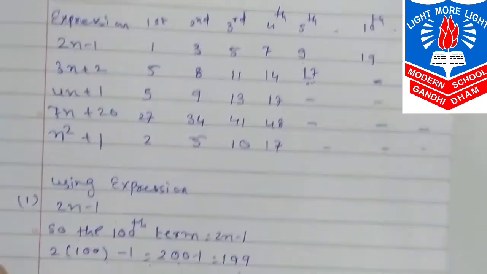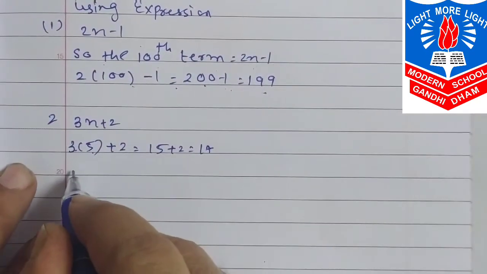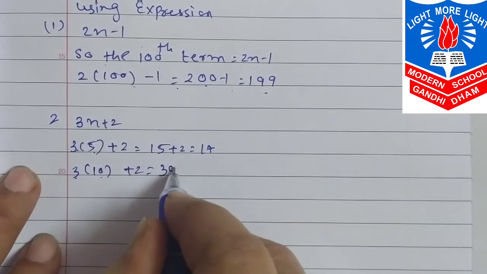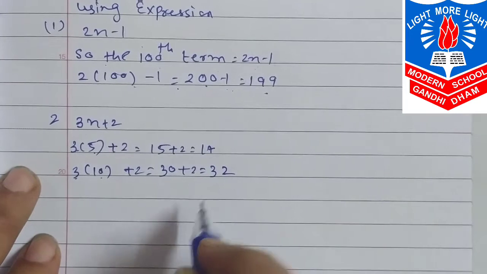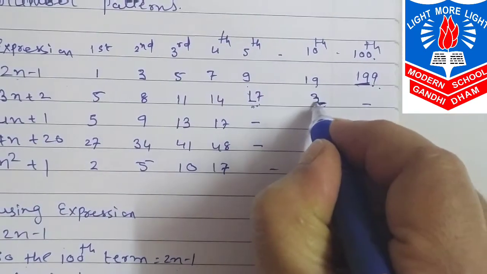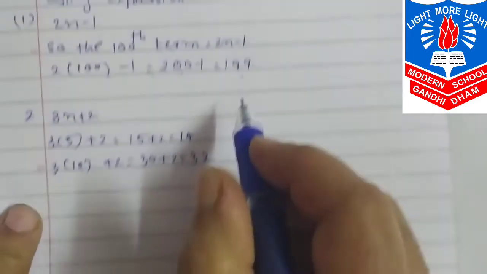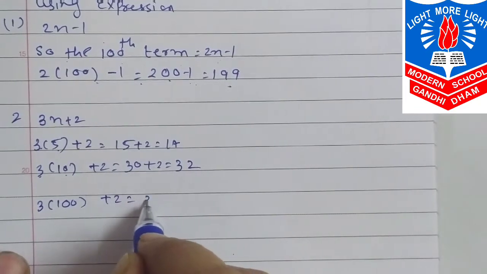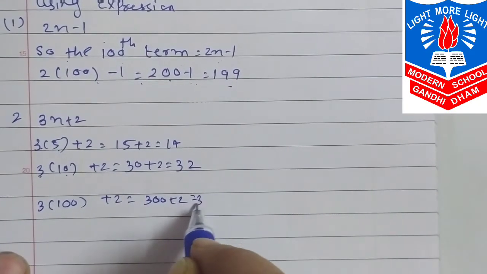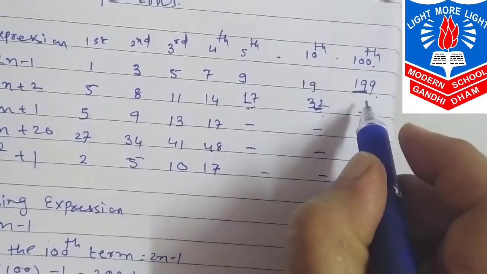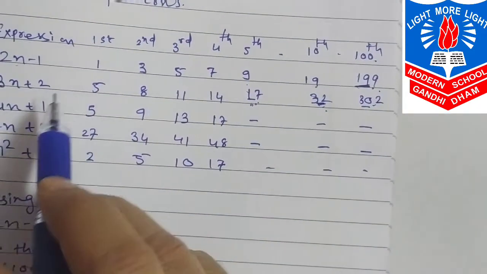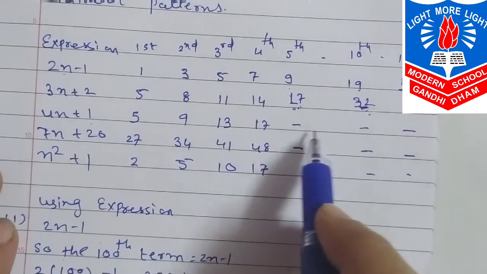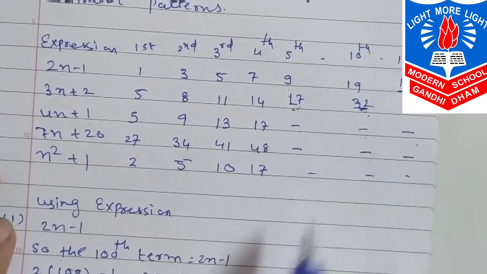Then the 10th place is also empty. So we will find the value of 10. We will find 10 in this. 3 into 10 plus 2 is equal to 3 tens are 30 plus 2, that is 32. So here 32 will come. Then the value of 100, then we will find 100. 3 into 100 plus 2, it means 300 plus 2 is equal to 302. So here we will write the value, that is 302.